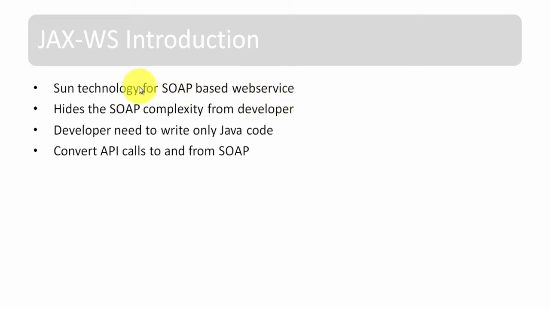JAX-WS is the standard specification provided by Sun. Implementation is also provided by Sun through the Glassfish project. Sun has provided both the specification as well as implementation. The implementation is provided as part of the Glassfish project.